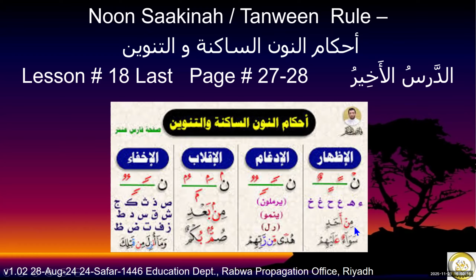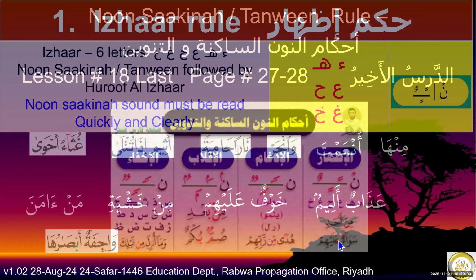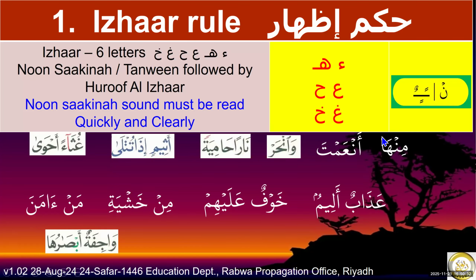Min ahad, min ahad. Here the letter is hamza. Sawaun alayhim. Here it is a madd wajib muttasil. Sawaun alayhim. Dammatain followed by letter ain. So some more examples here. If you see minha, nun sakina followed by letter ha, ha is one of the letters from the huruf al halaqi, or huruf al izhar. Now we rename it as huruf al izhar, the same group of huruf al halaqi.